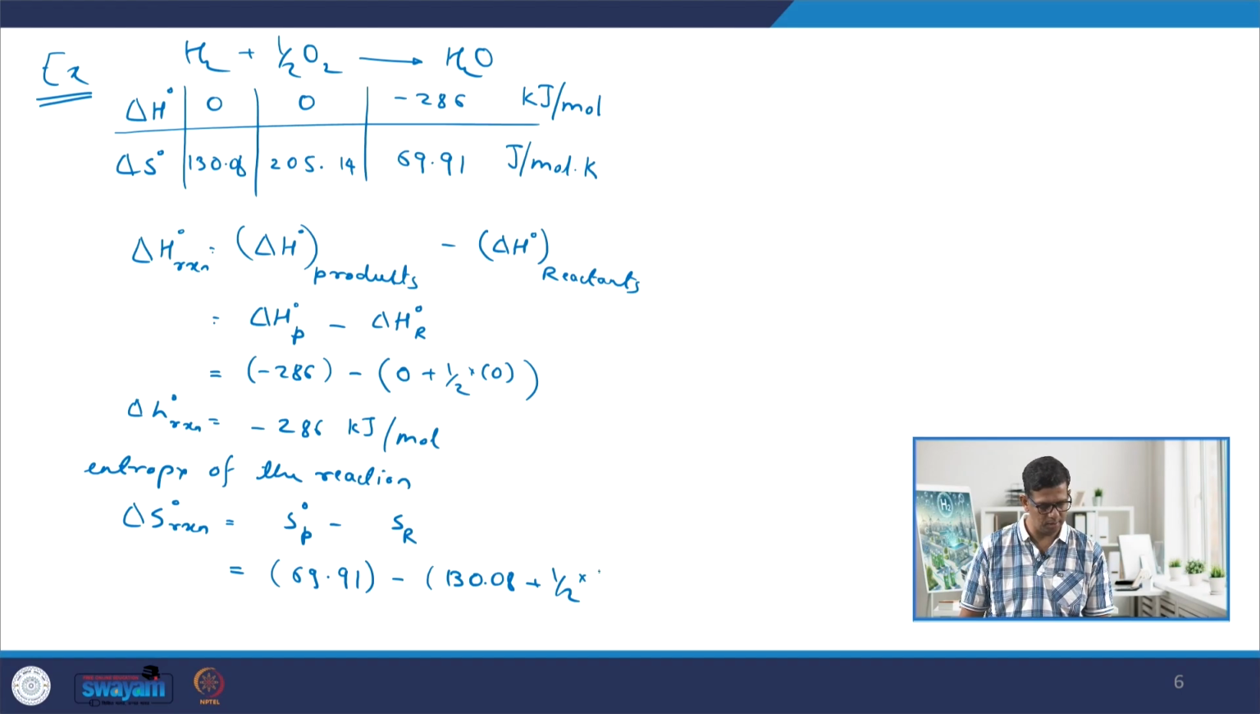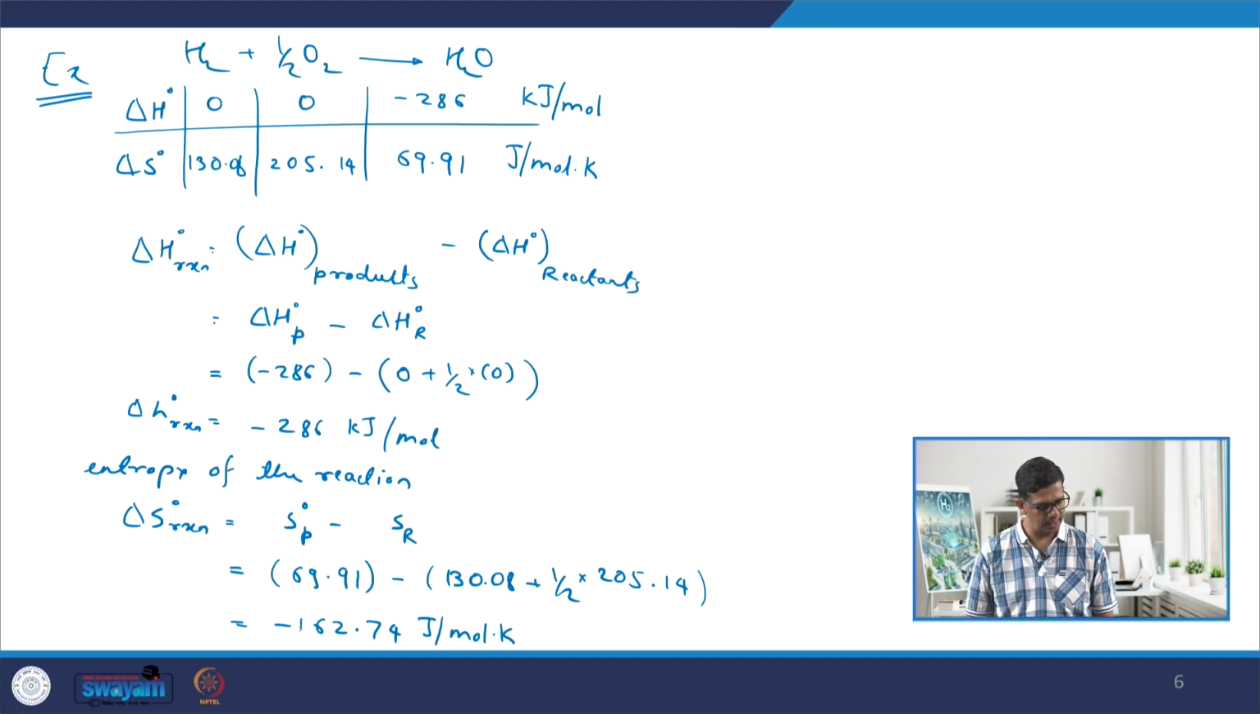half times 205.14. So if we solve this, it will come close to minus 162.74. This is in joules per mole per Kelvin.